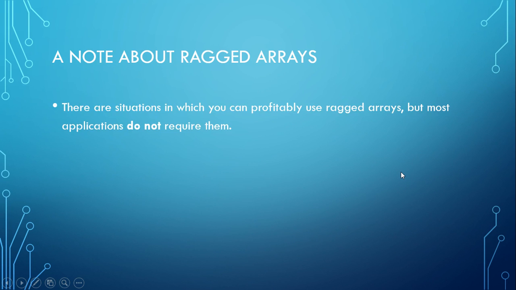So, a quick note about ragged arrays. There are situations in which you can properly use them. They're kind of niche, but they do come up. However, most applications do not require them. If you do need multidimensional arrays, most of the time a normal two-dimensional array will work fine. And if you don't need those values, then you just have them set to null, or to whatever the zero equivalent is, in order to retain the value there.